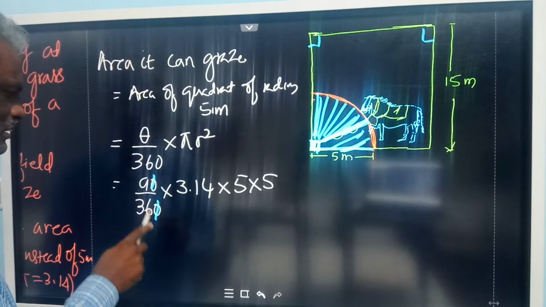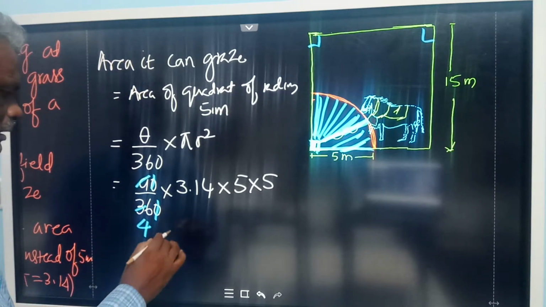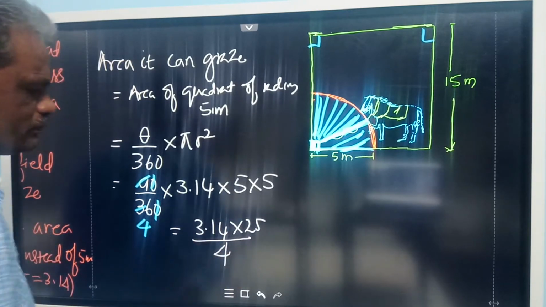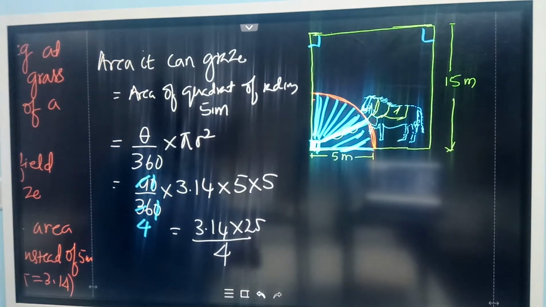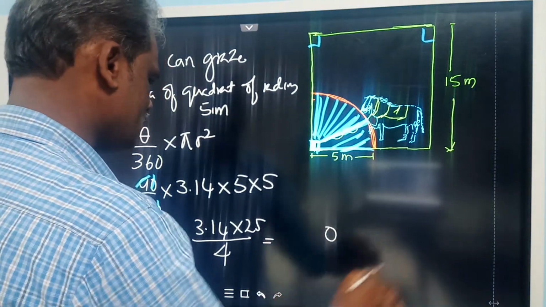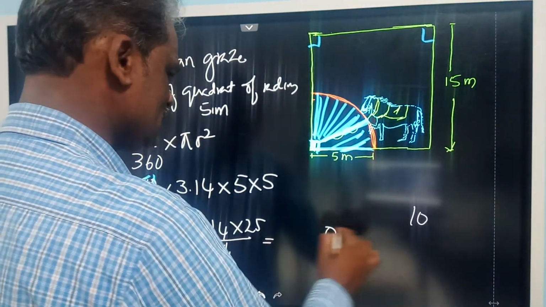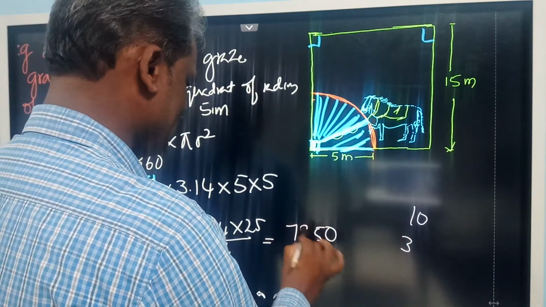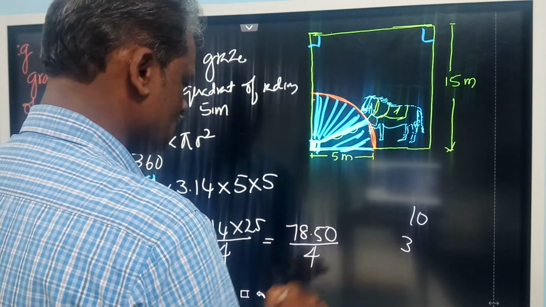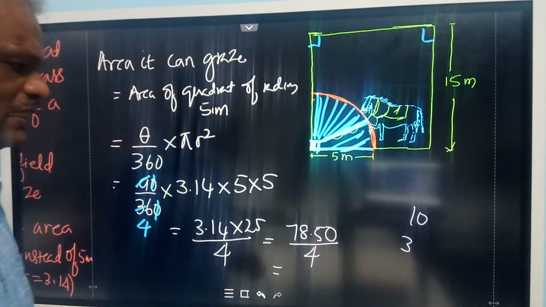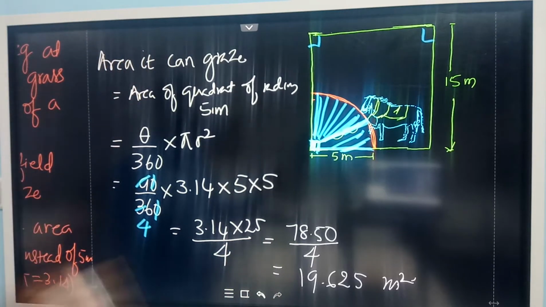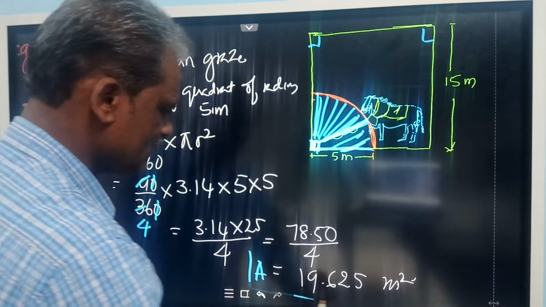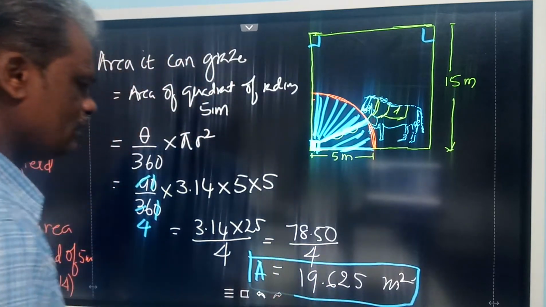So you can cancel the zeros, 9 ones are 9, 9 fours are 36. So now 3.14 into 25 divided by 4. So multiply this one. 25 fours are 100. 25 ones are 25 plus 10 is 35, 25 threes are 75 plus 3 is 78. 78.50 divided by 4. You divide 78.50 by 4 and you will get the area of this quadrant. That is 19.625 meter square.